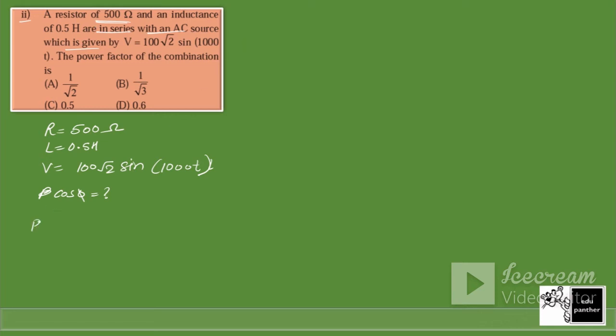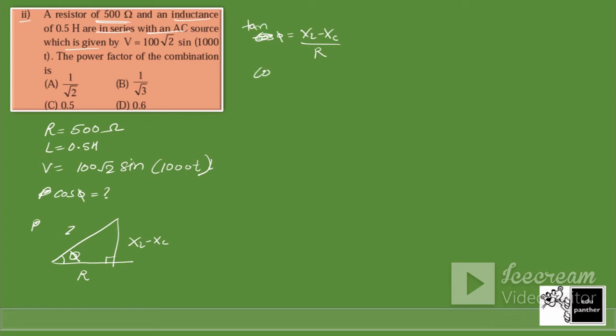The general formula for cos phi is what? You should remember this impedance triangle. This is Z, this is R, and this is XL minus XC. This is 90 degree, and this angle is phi, that is the power factor. So tan phi will be XL minus XC by R. But we don't have XC here because the capacitor is absent, so this will be only XL by R. Sorry, this is tan phi, and power factor is cos phi.